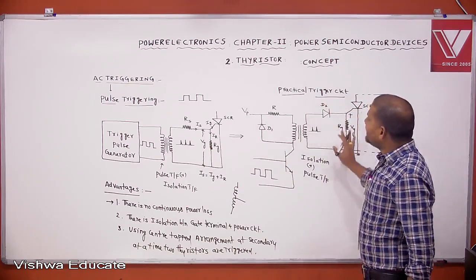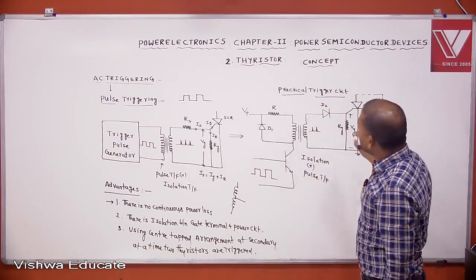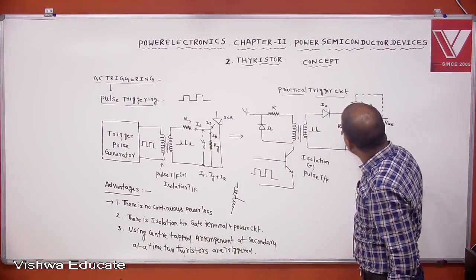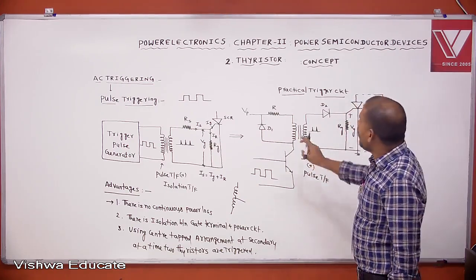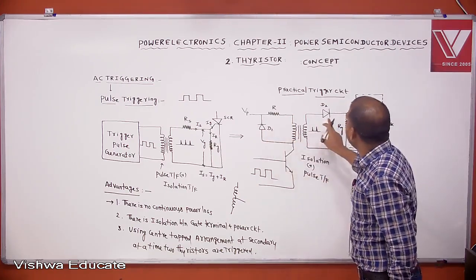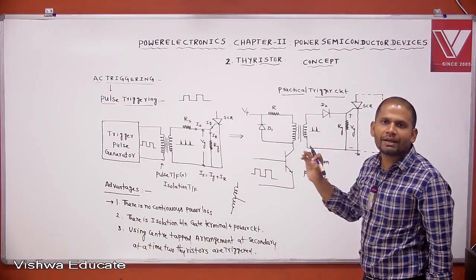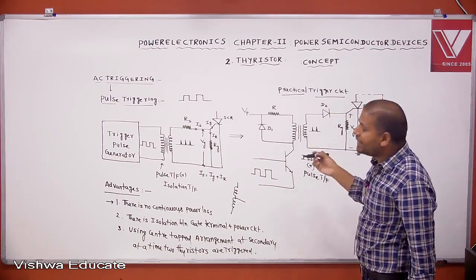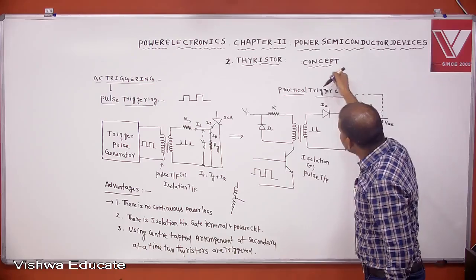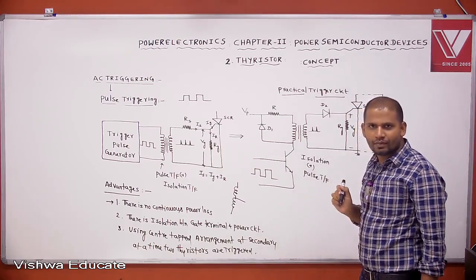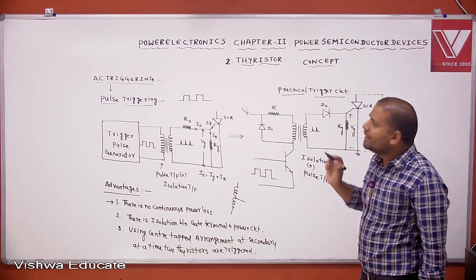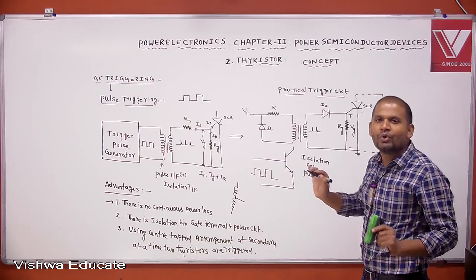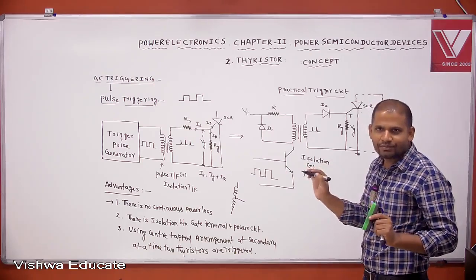Now this is the practical trigger circuit. In the practical trigger circuit, additionally we are using the diodes and we are also connecting a gate to cathode resistance. What is the purpose of using D1 diode and D2 diode in the practical trigger circuit? This D2 diode eliminates entering of leakage current into the transformer, because as I told you, the gate is a very sensitive element. You take care during the operation of the gate terminal.